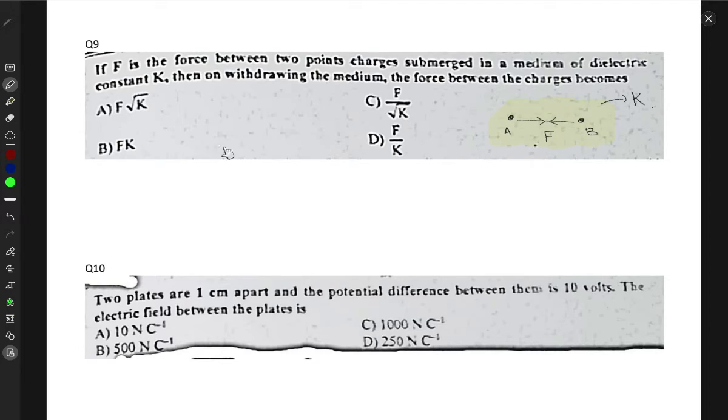So we know how the force is affected: the force is decreased by adding the dielectric medium between the 2 charges. The force between the points will decrease by this factor of K, right? So the new force is the original force divided by K.